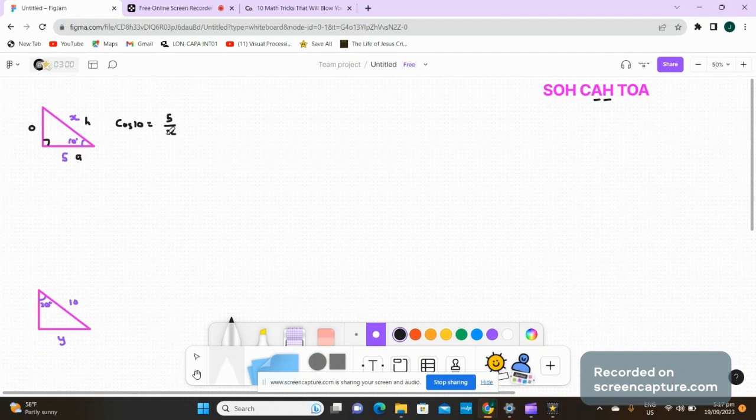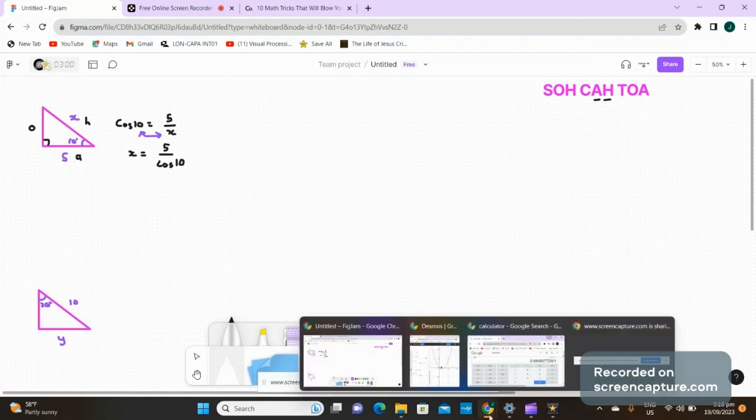Rearranging this, there's a two-step rearrangement method, but we can actually just swap the cos 10 and the x, and we get the same result. So we swap those two, and you'll see that we get x is equal to 5 over cos 10.